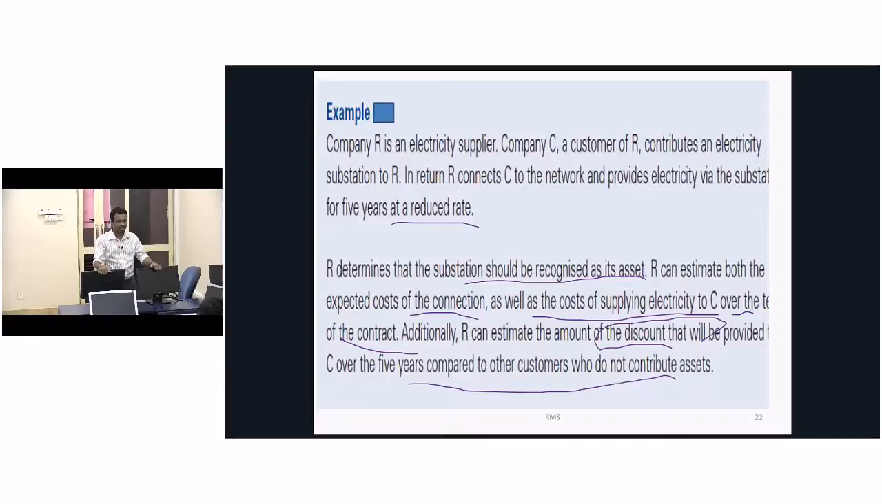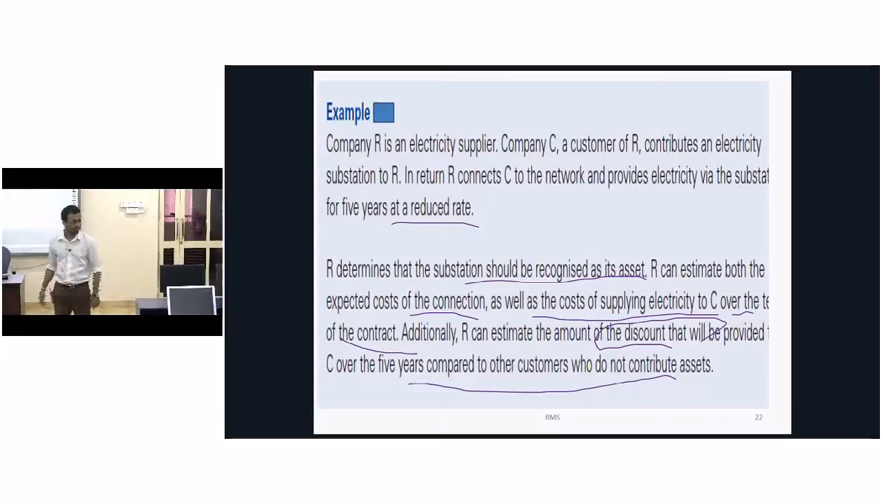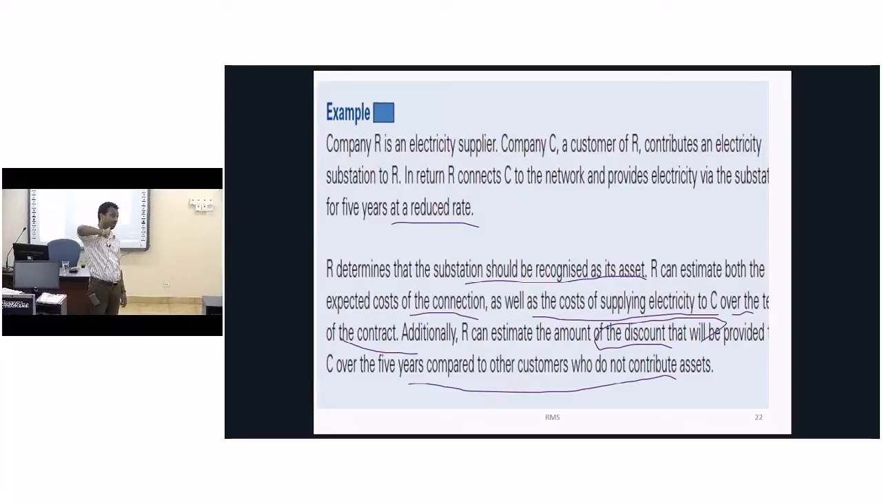Let's say now, what is the electricity unit cost? Currently I don't know exactly. Let's say 5 rupees, but the electricity board will give to this customer, let's say, for 4 rupees. 1 rupee discount. So 1 rupee into the estimated number of units that the company will consume will be the total discount expected to be given over 5 years. You can calculate it. Let's go further.